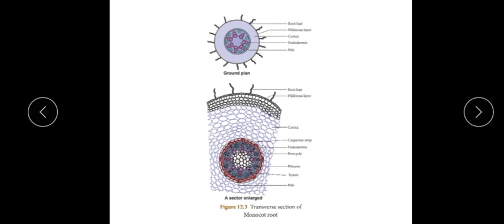Here again you can see the Casparian strips. I told you it is made up of a proteinaceous substance that is called suberin. Along with it you have got passage cells which will help in the passage of water. Below this endodermis layer you can see the stele layer. Again recollect children, I told you stele is made up of pericycle, vascular tissue and pith. Now let's have a look at how the pericycle is going to look here.